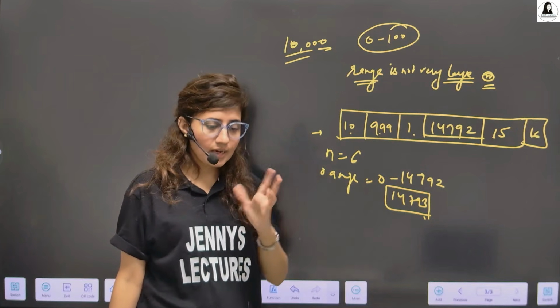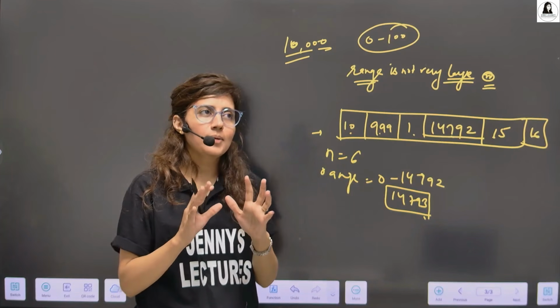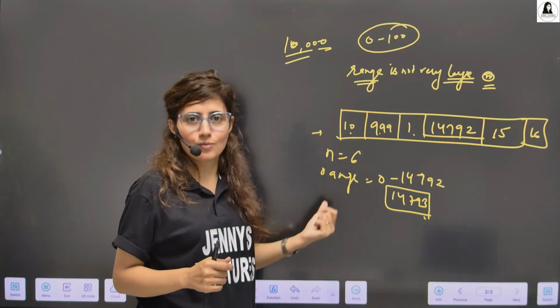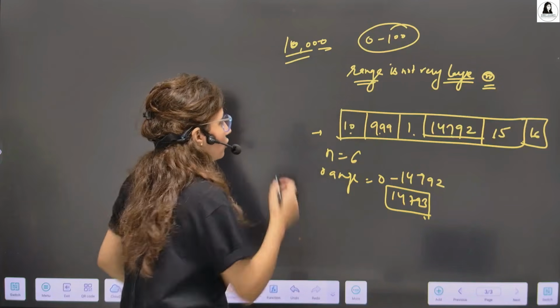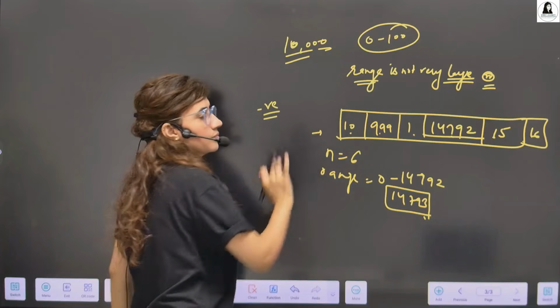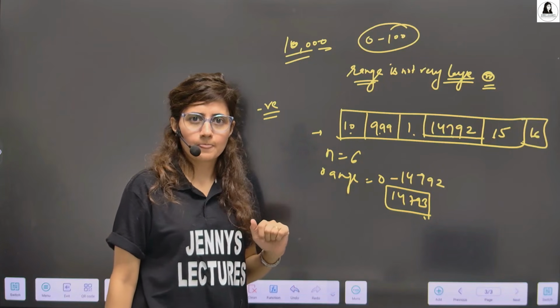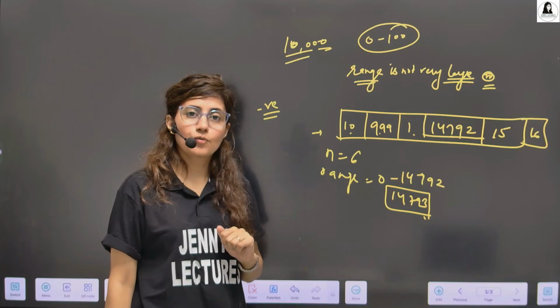So like this, you have to identify where you can apply count sort or where it's not good practice. These are the constraints of count sorting. We cannot directly apply count sorting on negative numbers, floating point numbers, strings, or any other objects. So that is one more constraint of count sort.